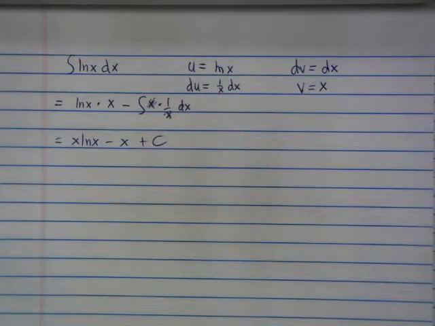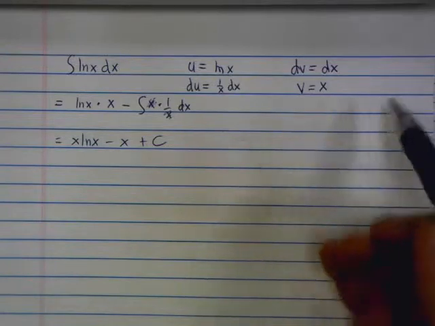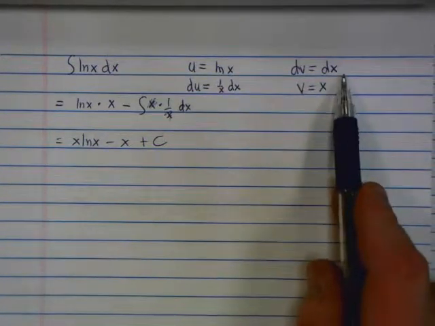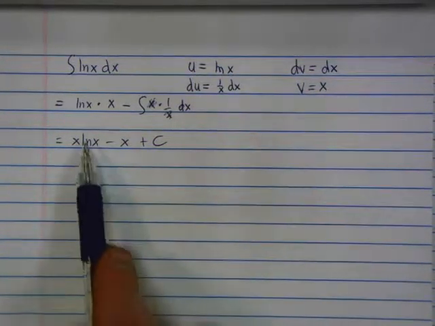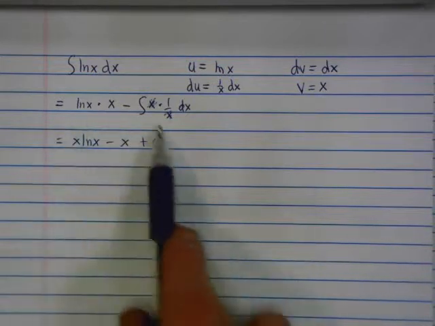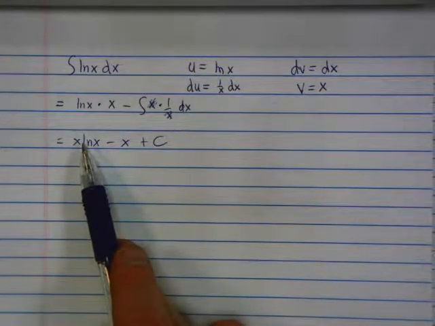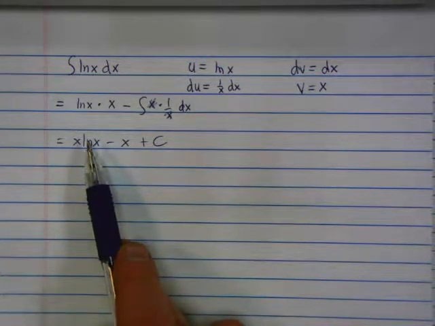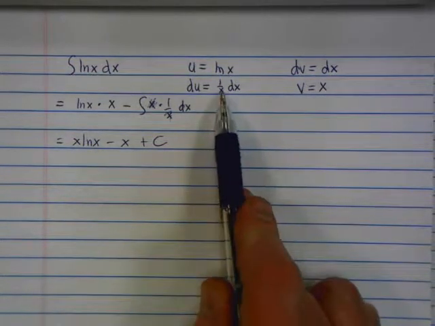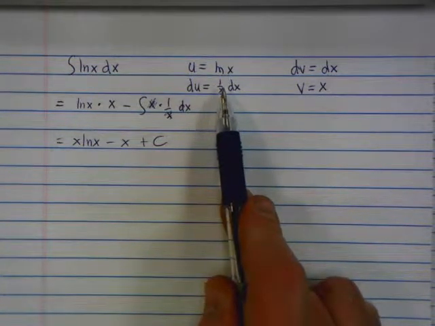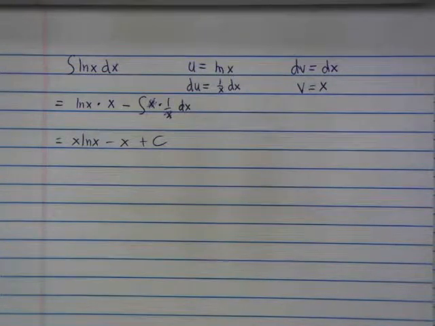However, you still never want dv to be ln x, because then you're going to end up with something that's even worse than what you started with when you integrate it. You still always want u to be ln x, so that when you take the derivative, you get 1 over x, you get rid of that ln. That's why L comes so early in ILATE. You always want u to be ln.